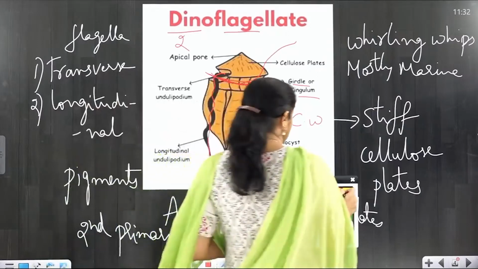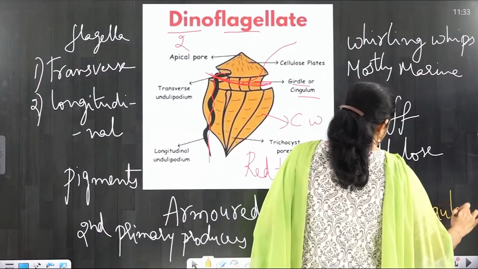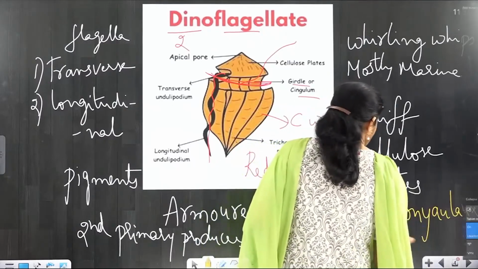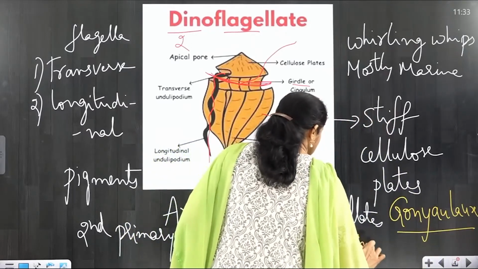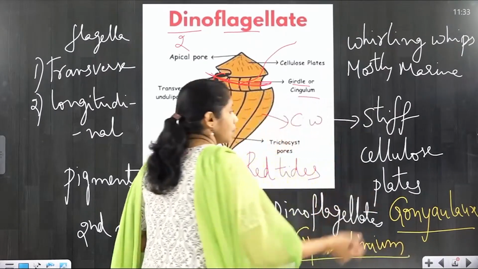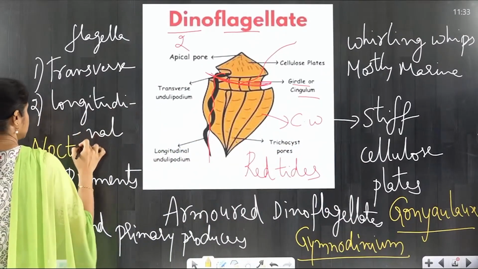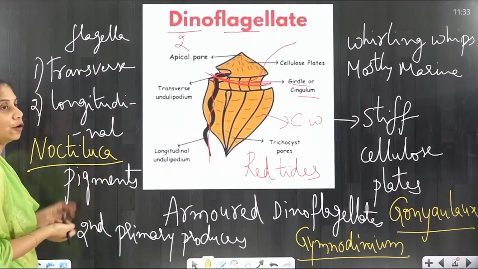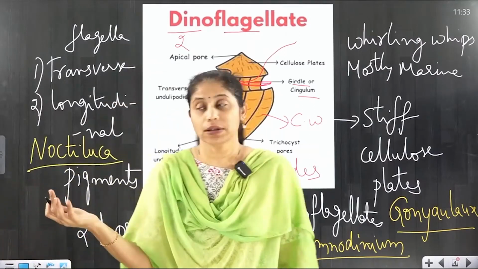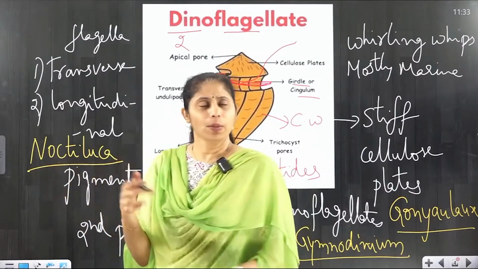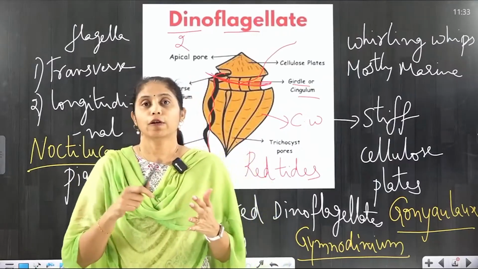If you want, you can write the examples here: Gonyaulax, Gymnodinium. These are the examples. Okay, one more: Noctiluca. The bioluminescence-showing dinoflagellate is Noctiluca. It emits light. Okay, that is bioluminescence. For that, the example is Noctiluca. You will be learning other details after coming here. This much is enough. So diatoms are over, dinoflagellates are over.